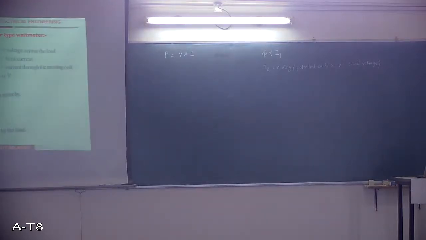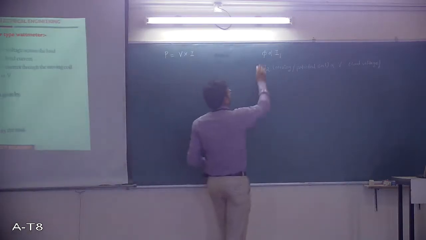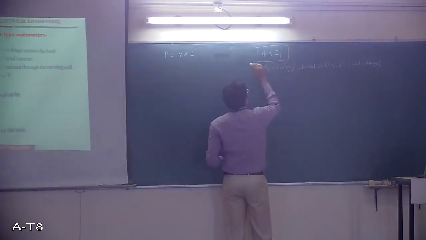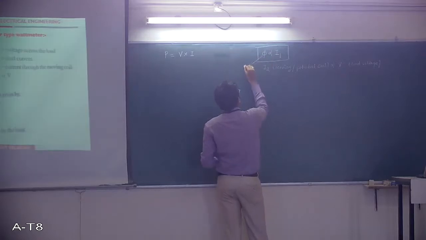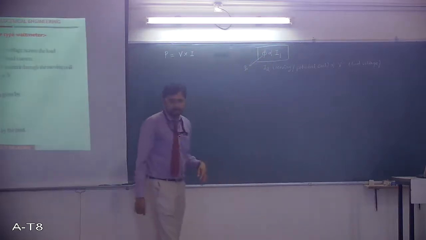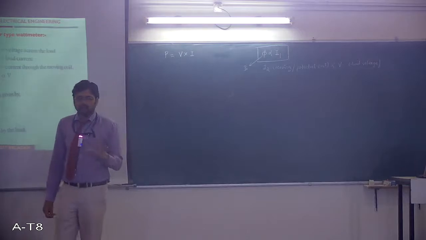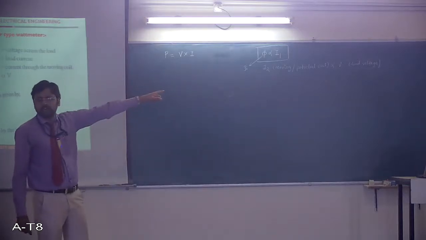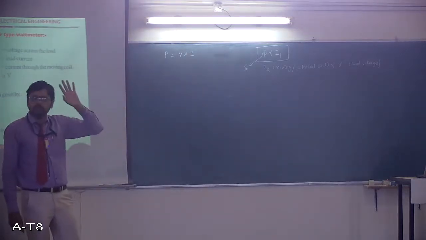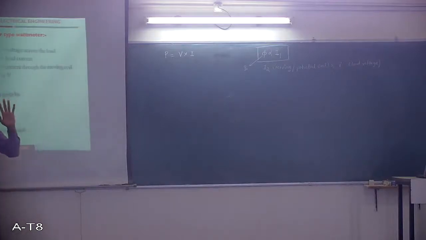Since the fixed coil is an air core coil, whatever flux or magnetic flux density is produced in the air gap is proportional to the current I1. This is what I have already written: flux, or flux density B, is proportional to I1. Whatever the flux density in the air gap, it is naturally proportional to the current I1, because the current I1 through the current coil is responsible for producing the magnetic field.